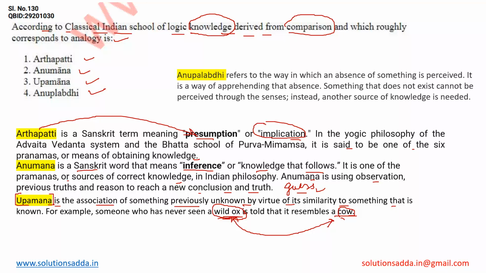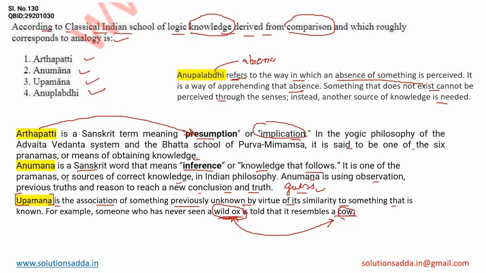Anupalabdhi means where there is absence of something. It refers to the way in which an absence of something is perceived. It is a way of apprehending that absence. Something that does not exist cannot be perceived through the senses. Instead, another source of knowledge is needed. You can remember this term with a single word: Anupalabdhi means absence of something.